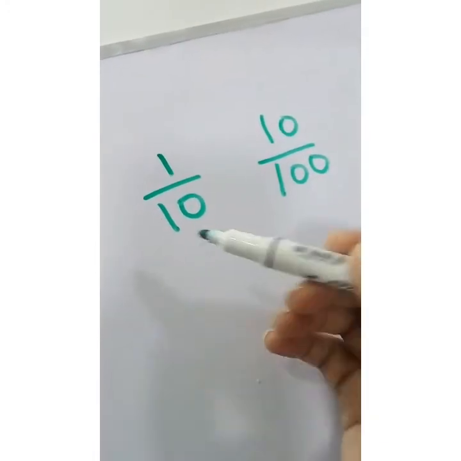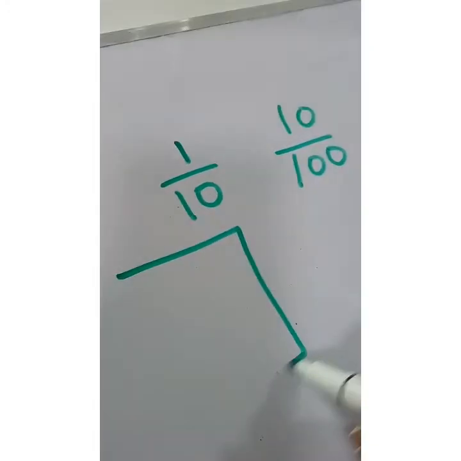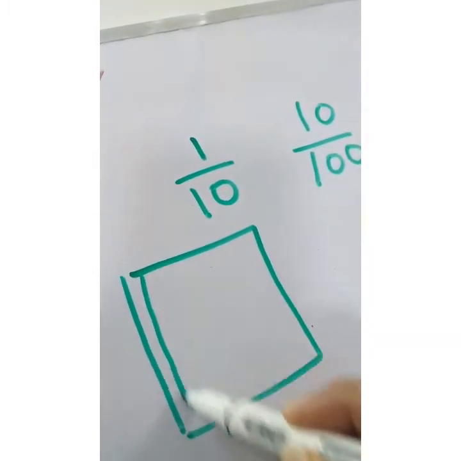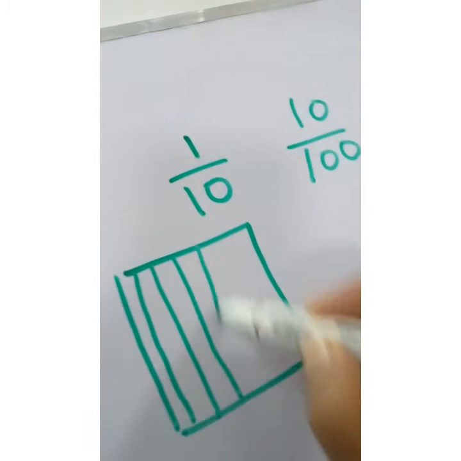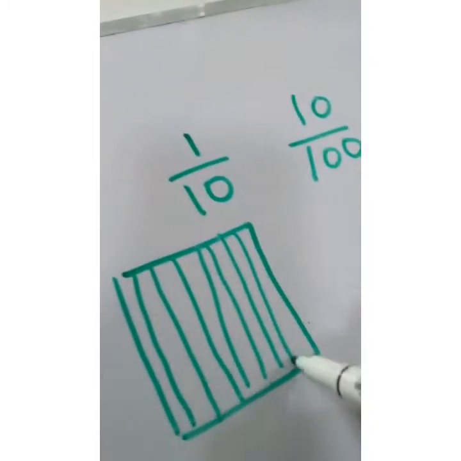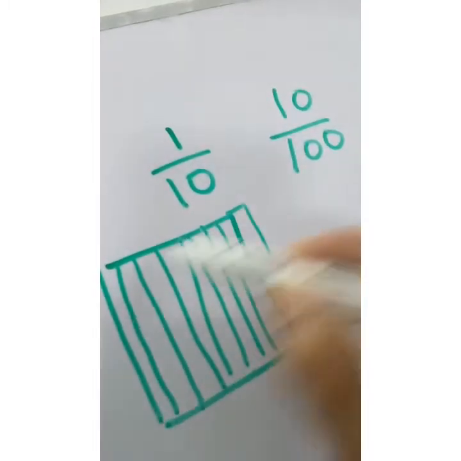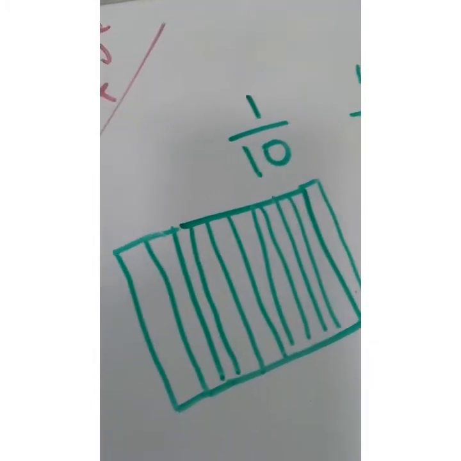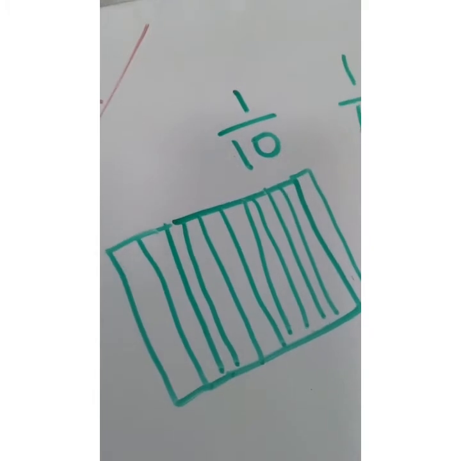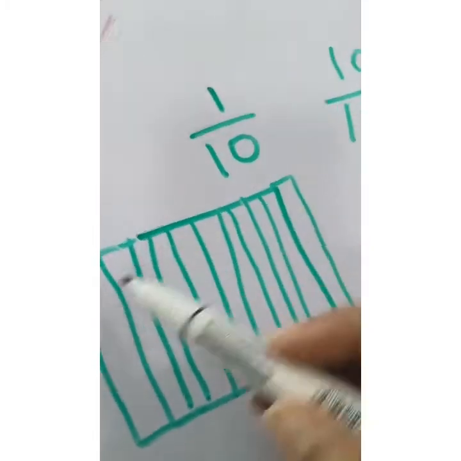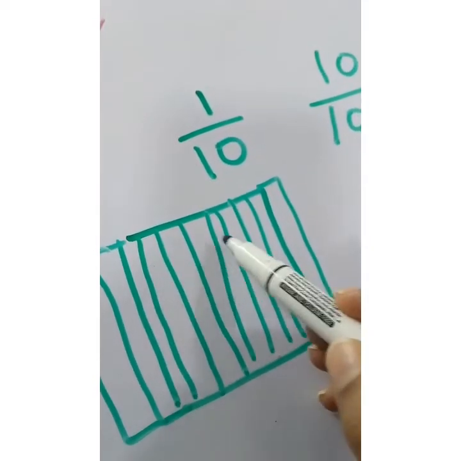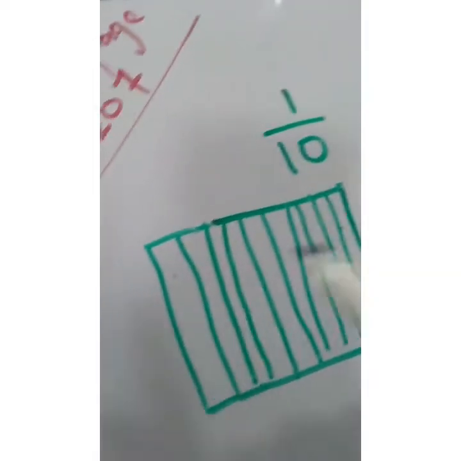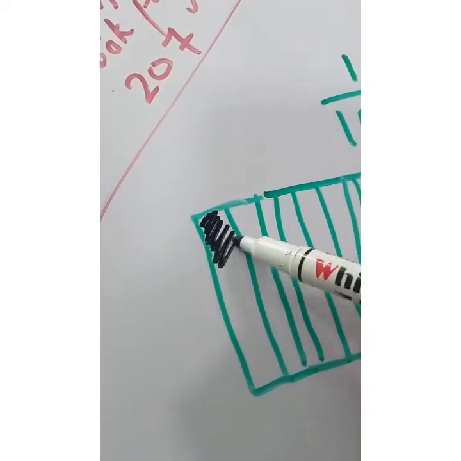How do we know that? For example, if you go and draw a shape and divide it into 10 parts: 1, 2, 3, 4, 5, 6, 7, 8, 9, and 10. Okay, and you shade one part of this 10. You shade only one part.